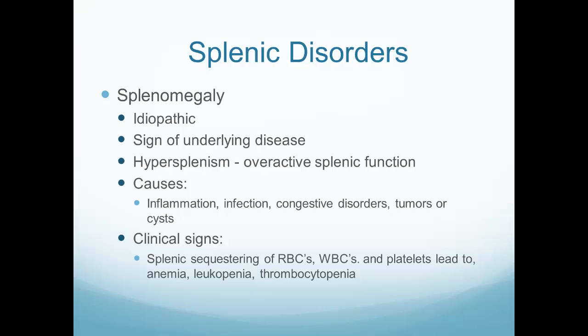So splenomegaly is a situation where we have an inflammation or a swelling occurring of the spleen as a result of having either overactive splenic function or having some kind of underlying disease process that's starting to block it up. So inflammation, infection, congestive disorders, things like that. But we're starting to see our red blood cells, white blood cells, etc., starting to sequester in the spleen and making it swell.